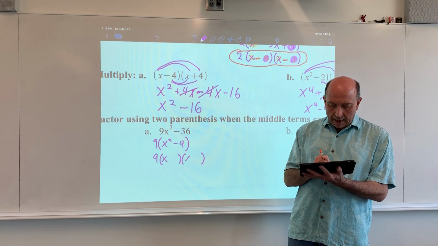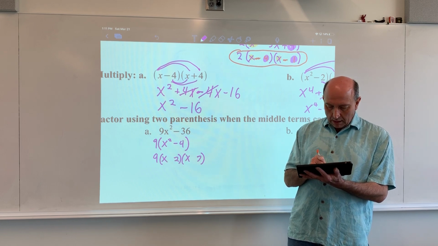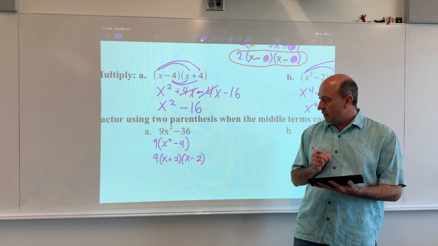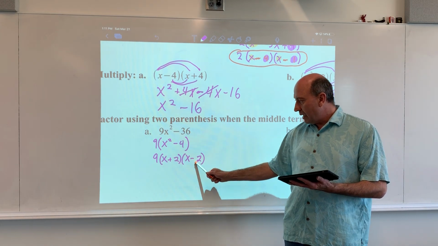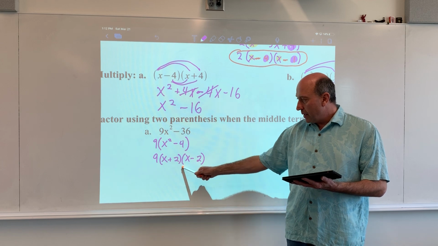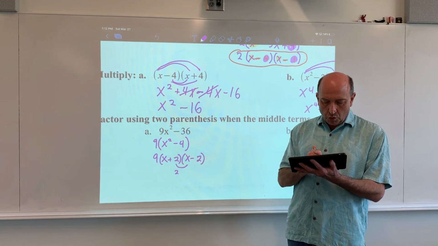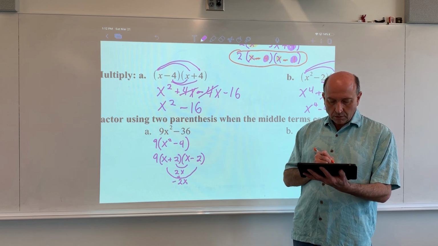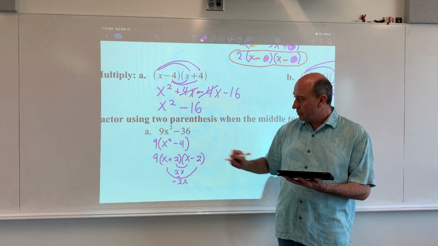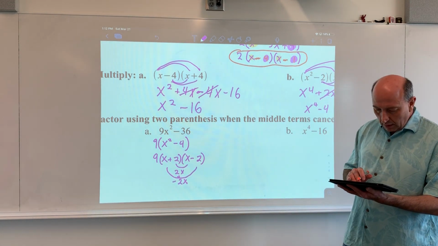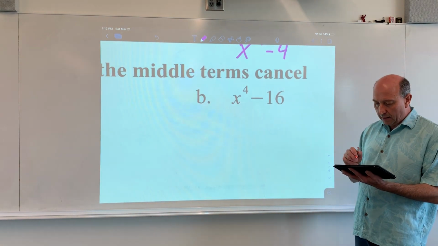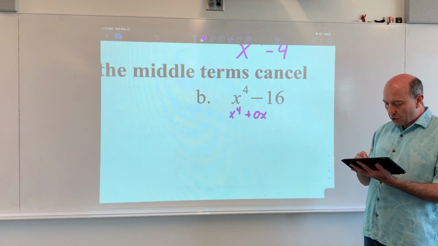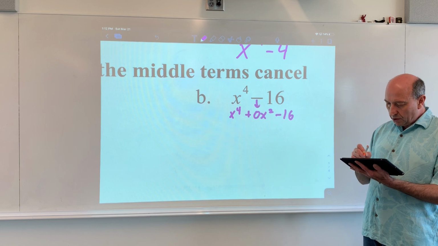So x times x is x squared. And 2 times 2 is 4. And if I use a positive and a negative, I'll have a positive times a negative is a negative 4. And my middle terms will be 2x and negative 2x, which will cancel, which is what I wanted because there's no middle term here. Like this one, x squared minus 16. It's kind of like this is x to the 4th plus 0x squared minus 16. So the middle term is 0.